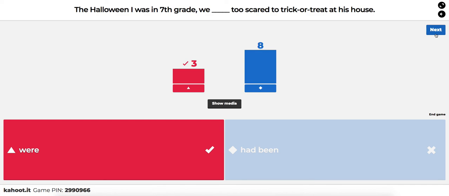Okay, what happened here? In this case is where, because you don't have an action here. This is just in past, like a context. He's saying the Halloween I was in 7th grade. This is not an action. It's the context of this single action. We were too scared to trick or treat at his house. But this is not the oldest action. This is like the time where this happened. That's the reason why is where and not had been. Okay? Be careful with that because sometimes you may have context.